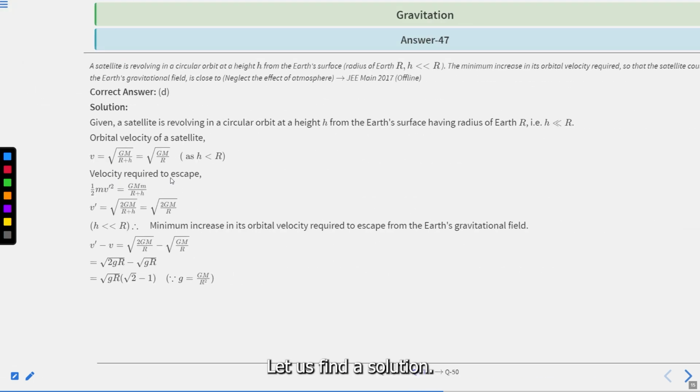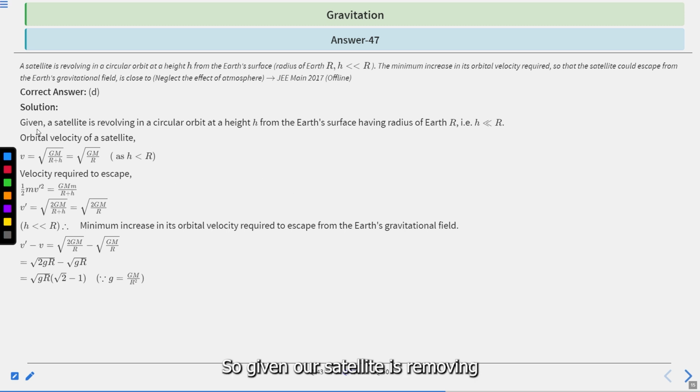Let's find the solution. Given our satellite is revolving in a circular orbit at height h from the Earth's surface, having radius R, where h is less than R. The orbital velocity of the satellite is v equal to under root GM divided by R plus h, which is equal to under root GM divided by R. So the velocity required to escape: half mv' square is equal to GMm divided by R plus h. Solving this term, you will get under root 2GM divided by R.